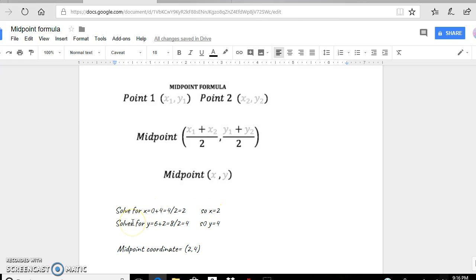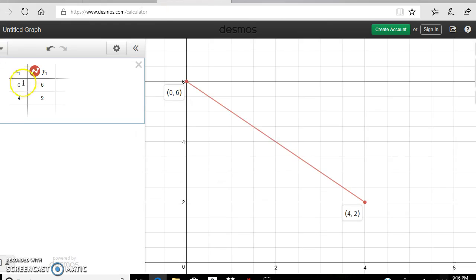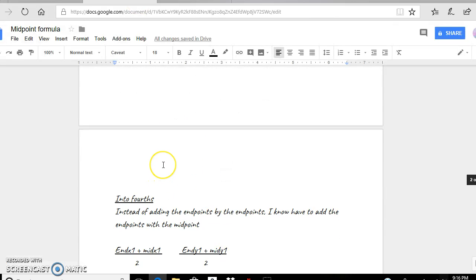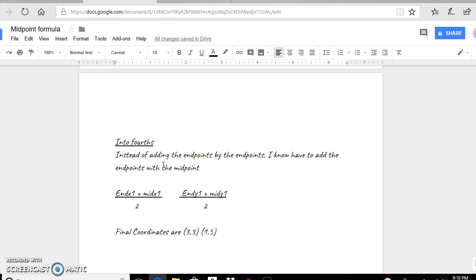And then to solve for y, we do 6 plus 2, which equals 8, divided by 2 equals 4. So y equals 4. So our midpoint coordinate would be 2 and 4. So let's just write that there, which is right there. So that is our midpoint. Pretty easy. And next, if I go down, we're gonna put it into fourths.